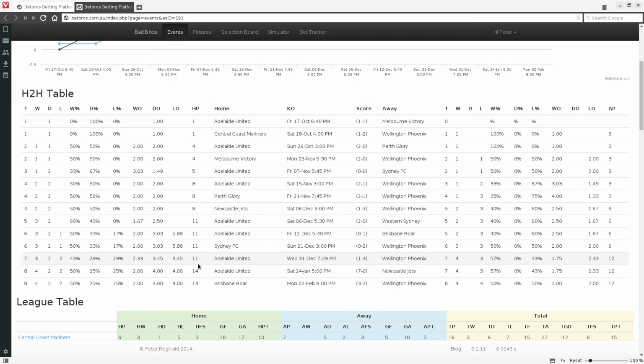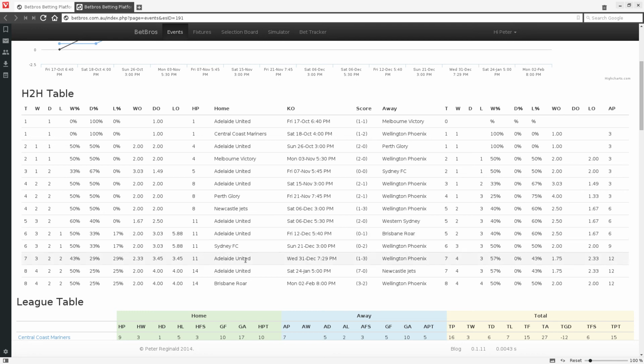So according to this, before this match was played, before Adelaide United played Wellington Phoenix, Wellington had earned 9 points at away matches, and they had won 3 and they had lost 3 away matches. Whereas Adelaide United, before playing Wellington Phoenix on 31st of December, had earned 11 points at home and won 3, drew 2 and lost 1 at home.